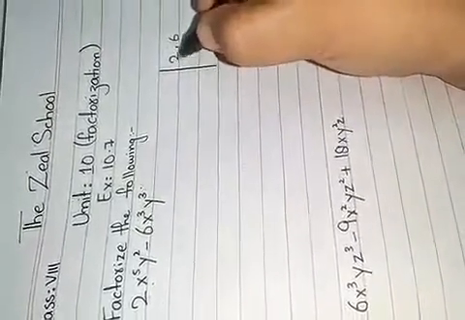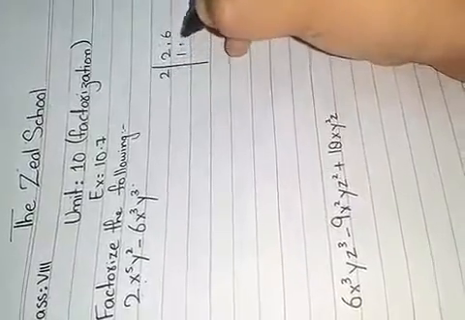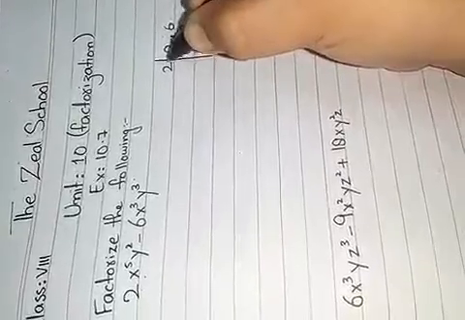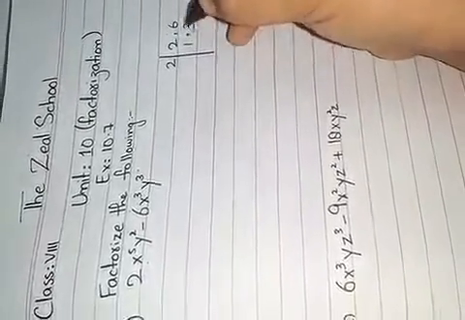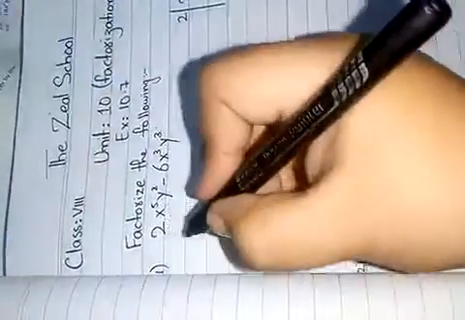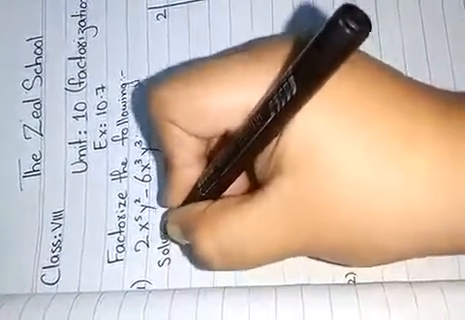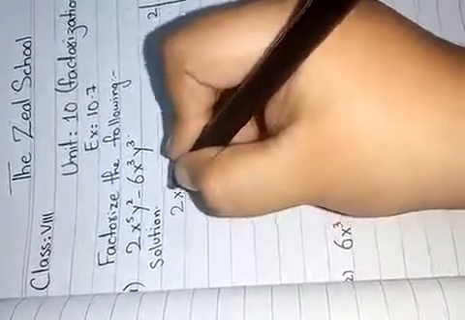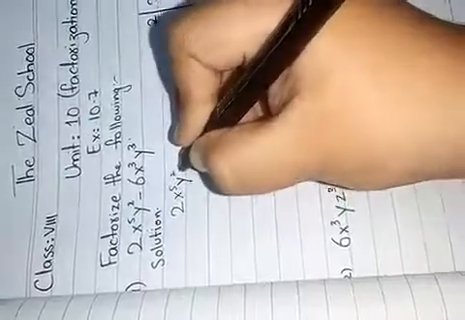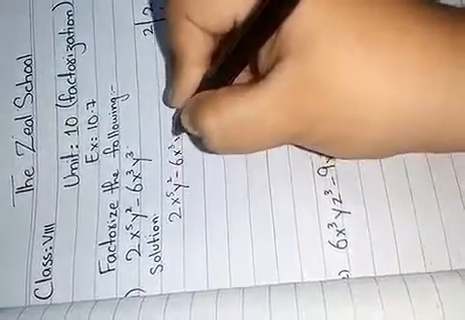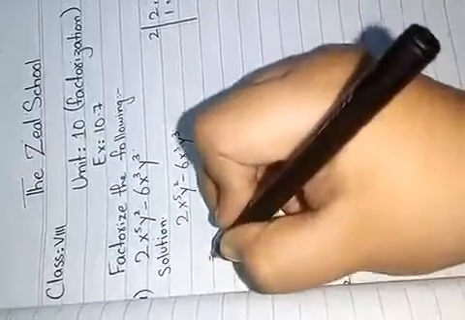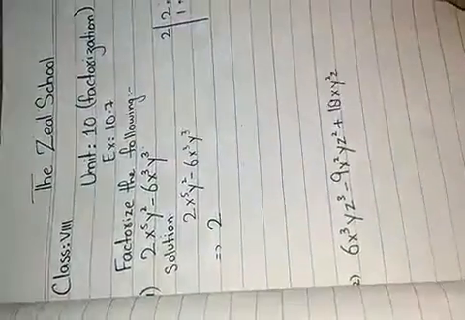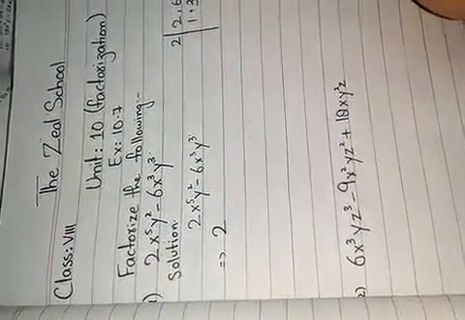So which is the common factor? 2. Two ones are 2 and two threes are 6, so 2 is the common factor because 2 divides both 2 and 6. Now the solution: first we write the question as it is, 2x^5y^2 minus 6x^3y^3. Now we take the common. The common is 2, so we take 2 as the common coefficient.